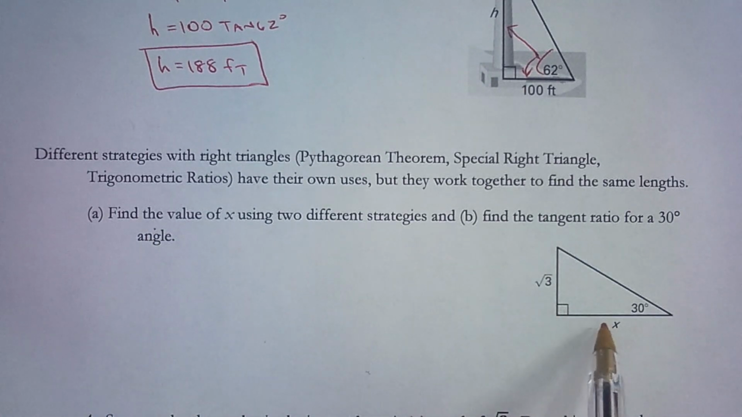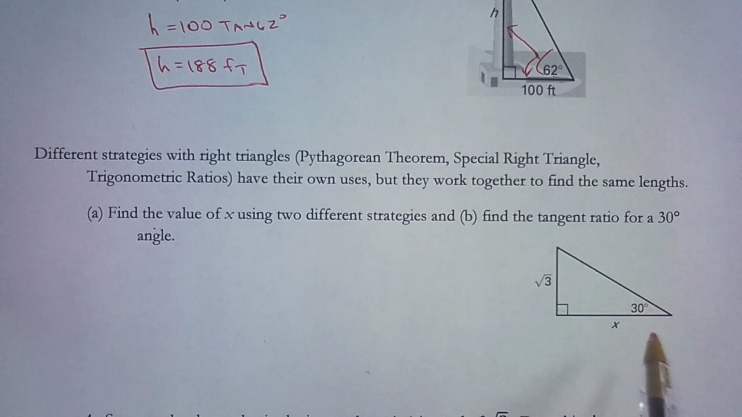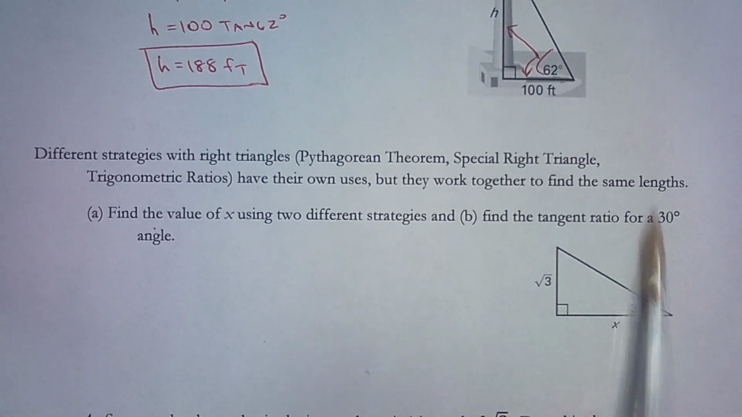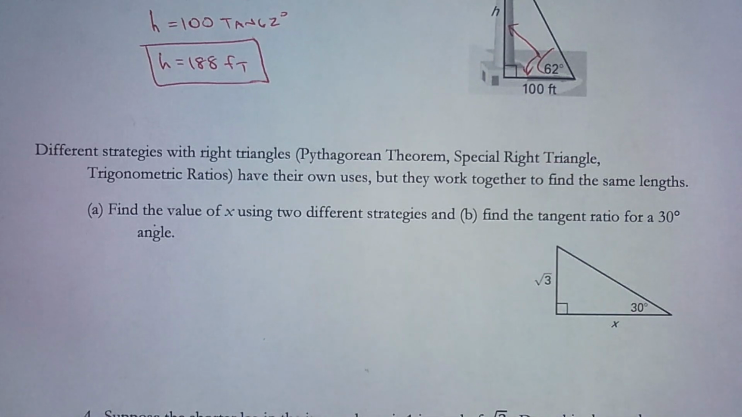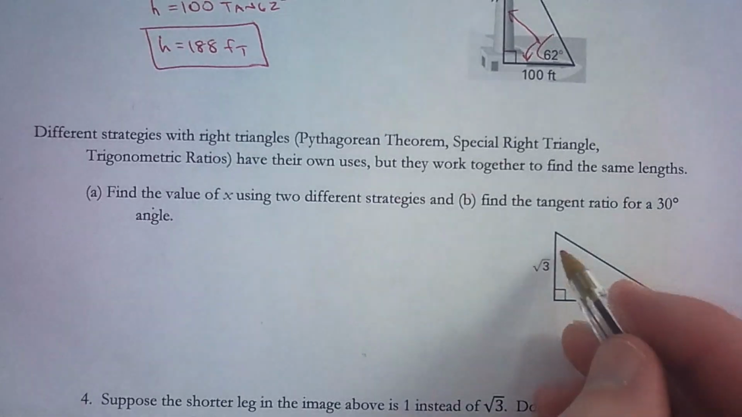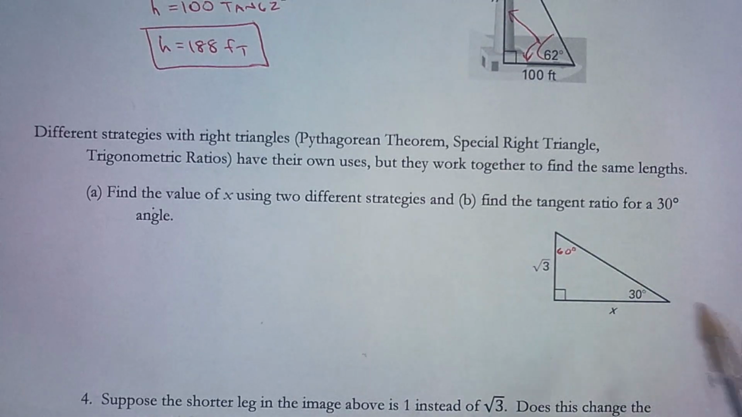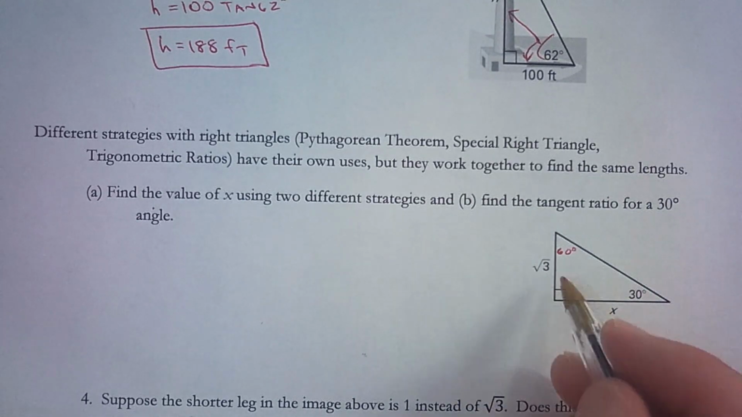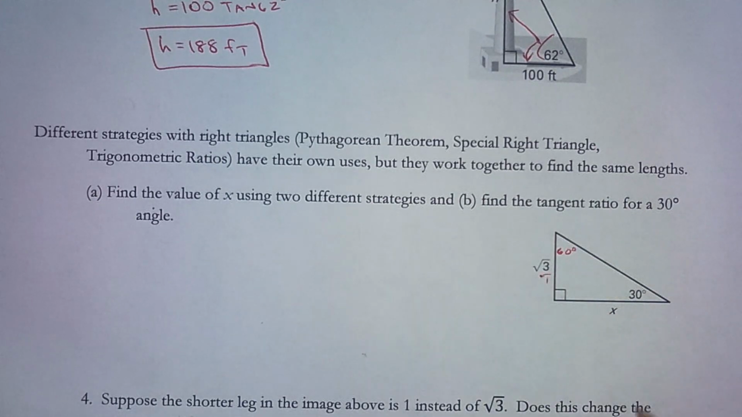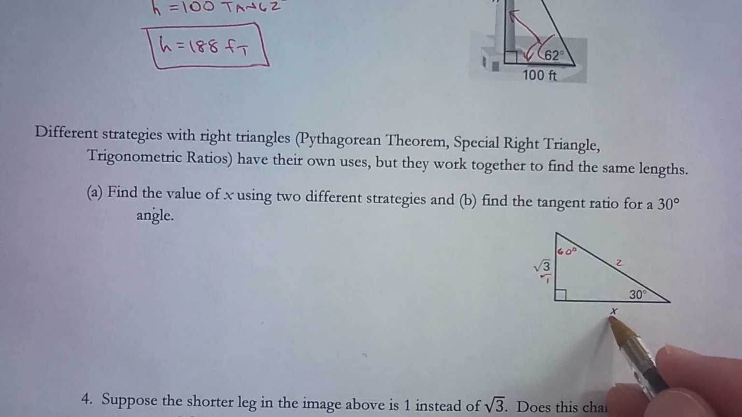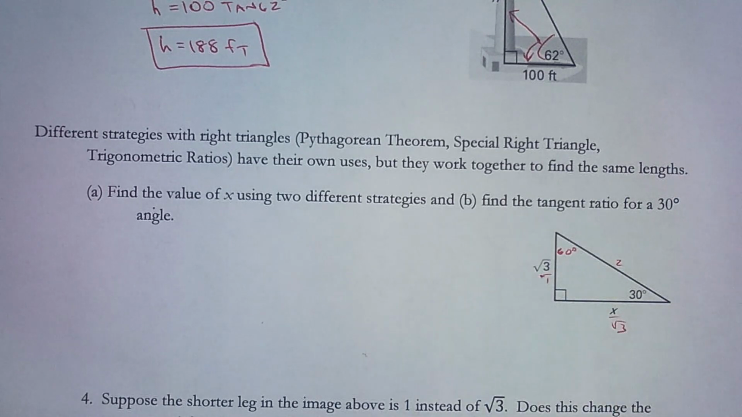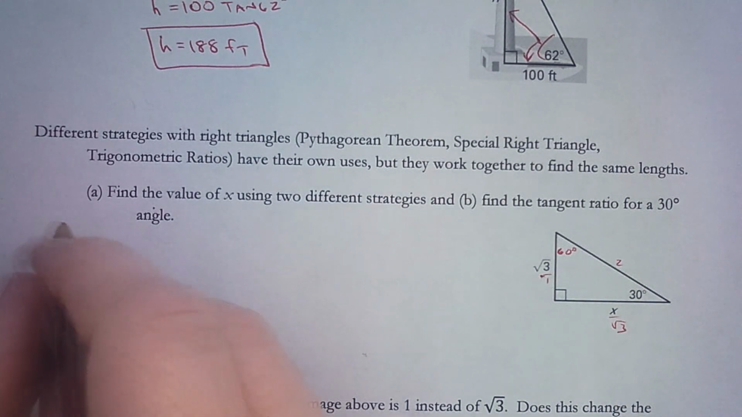So here we're going to find the value of x with two different strategies. The first strategy I'm going to use is special right triangles. Okay, so this is a 30, 60, 90. So in a 30, 60, 90, the shortest leg is to 1, the hypotenuse is to 2, and the remaining side is to the square root of 3.